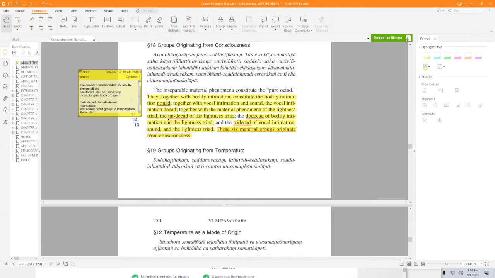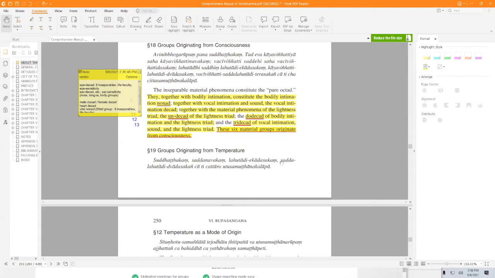And then there are other groups with the lightness triad and so on. I don't think we need all of these details. But the important point is that these are the groups that are said to originate from consciousness. So it's consciousness that causes bodily intimation, that causes speech.